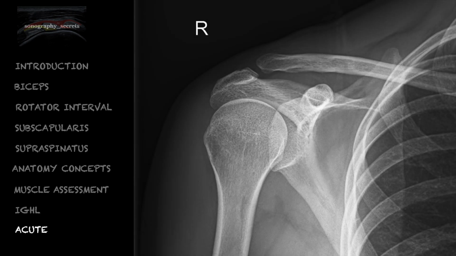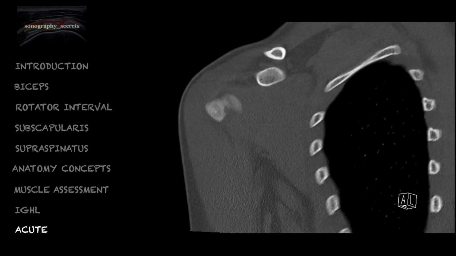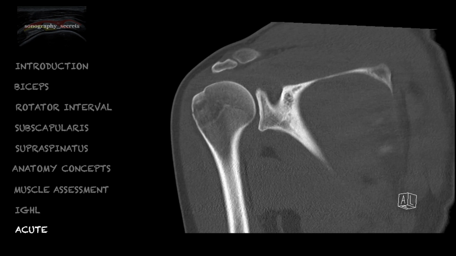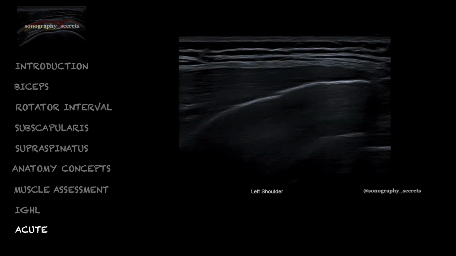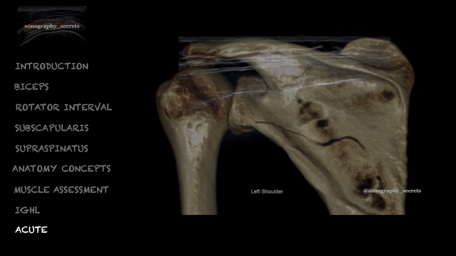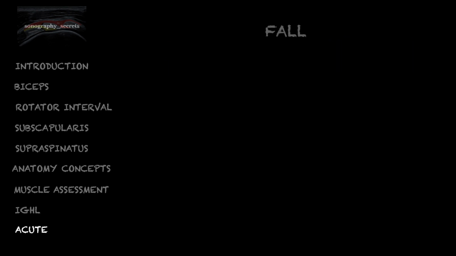The X-ray, however, is normal, and this is not uncommon. It's important to realize that an X-ray does not exclude a fracture. In this case, the CT confirms the ultrasound finding. In another instance, we can see a scapular fracture. As I said, there are different types of falls.